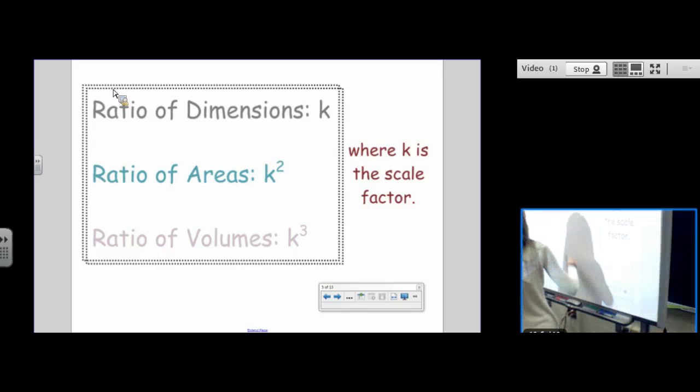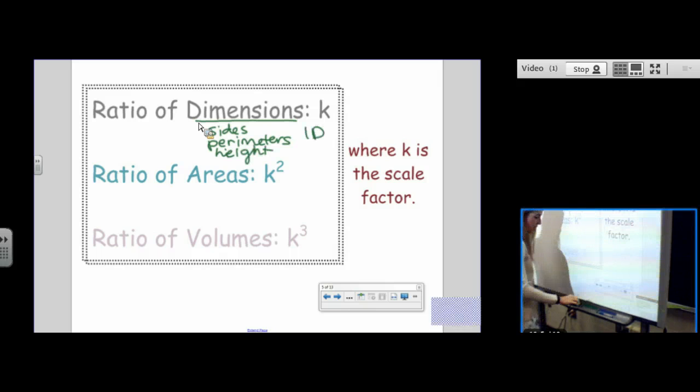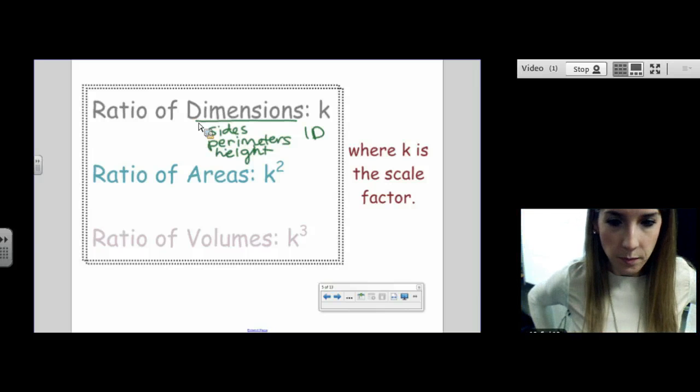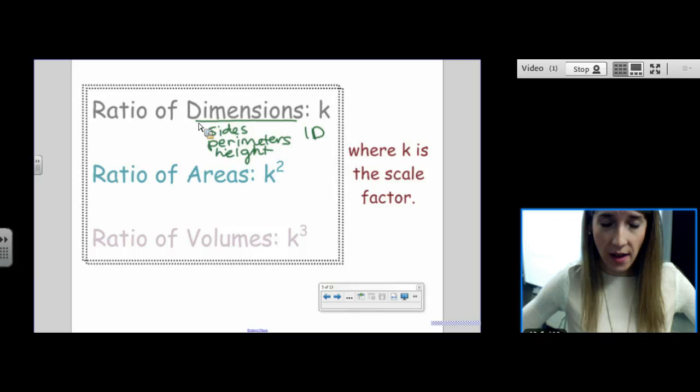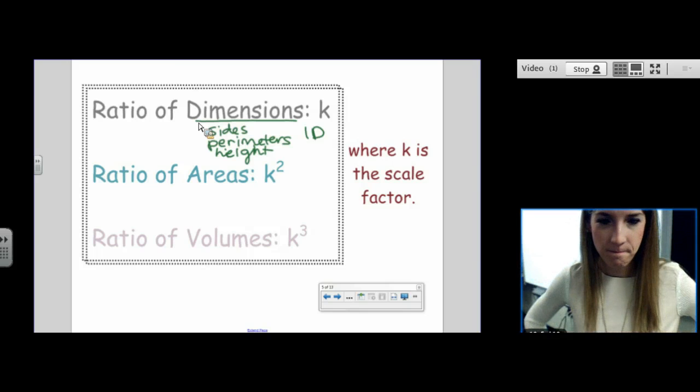Now, when I say this word dimension, I could be talking about the sides, I could be talking about the perimeters, I could be talking about the height. Anything that is 1D is what I'm saying when I say dimensions, okay? So we've got the scale factor, we've got the scale factor squared when it's area, we've got the scale factor cubed when it's volume. Okay, moving on.